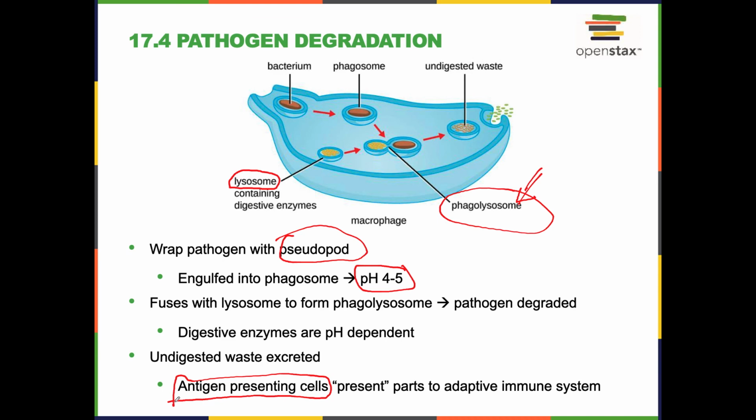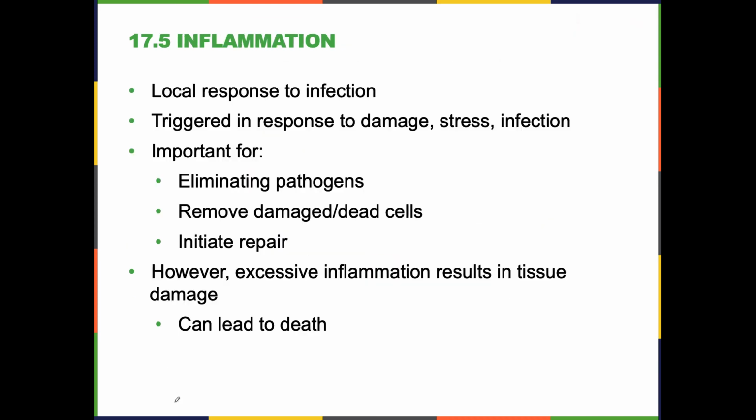Okay, so the last section here I want to talk about is inflammation and fever, right? This is a very important part of our innate immune response. As we kind of coast to the end, we're almost done, I promise. Inflammation is a local response to infection, right? Remember, local, small area, right? And it's triggered in response to damage. So when cells get damaged, they will trigger the inflammation response. When they get stressed, they will trigger an inflammation response. When they're infected, they will trigger the inflammation response, right?